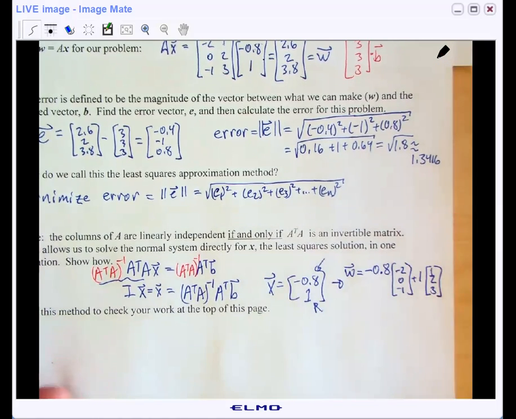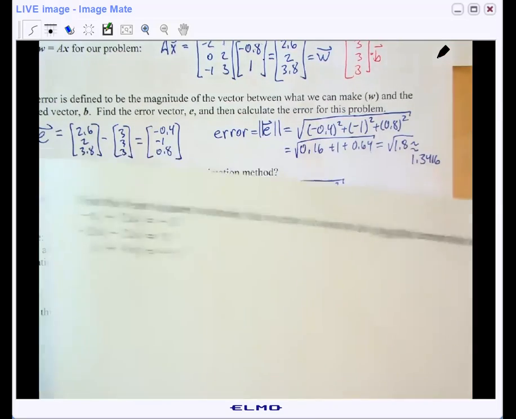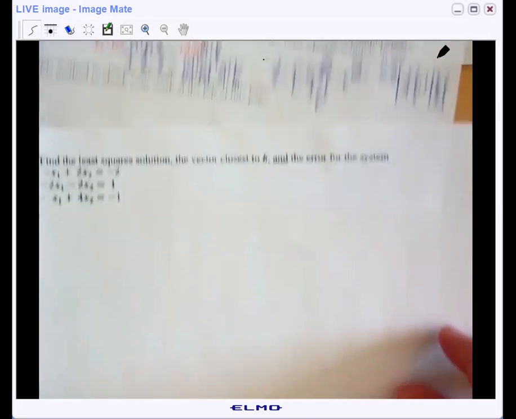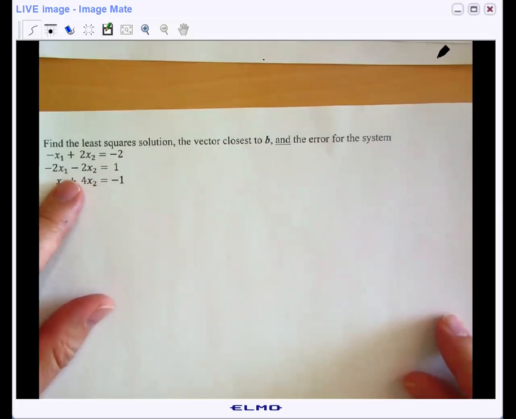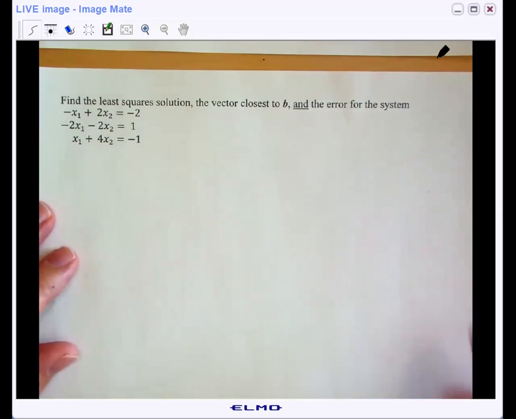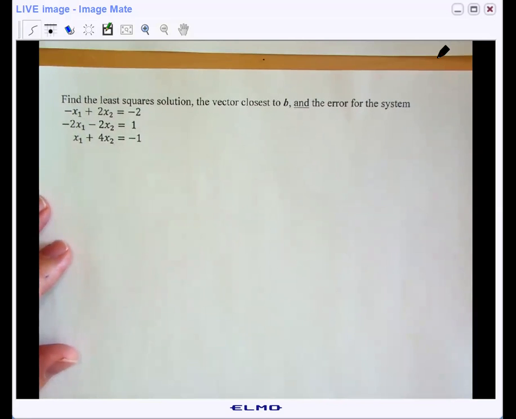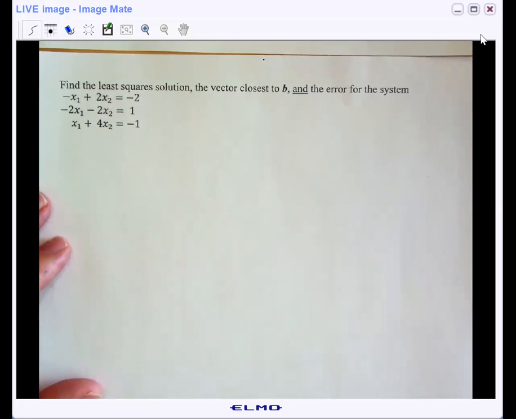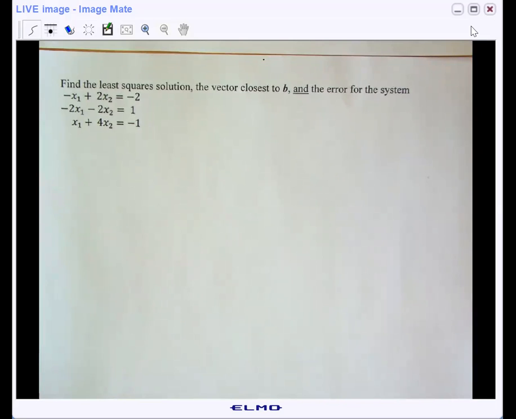Okay. Let's go ahead and work on another problem. Let's give another one a try here just to practice. So let's take this system right here. -x1 plus 2x2 equals -2. -2x1 minus 2x2 equals 1. x1 plus 4x2 equals -1. And let's find the least squares solution. Well, first off, let's create a visual of this so we can see what's going on.